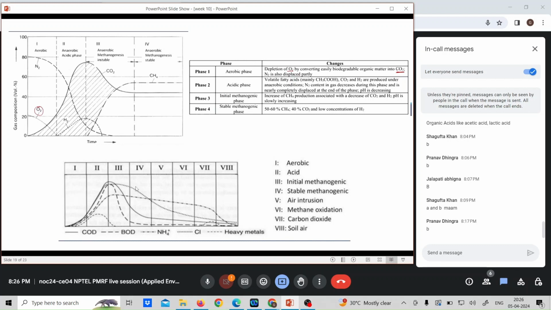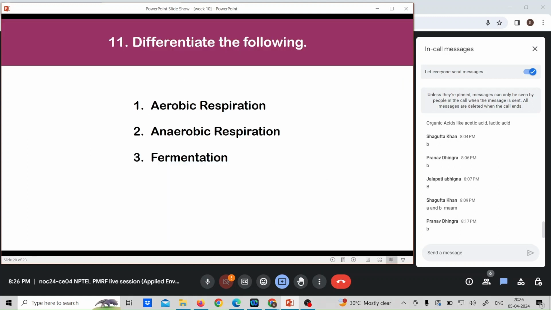Similarly, you can check the trend of chlorine. What happens to chlorine and all this, and heavy metals, what are they going to do? Okay. And remember, this bottom table pertains to leachate concentration. I hope it's clear. I'll just move on to the next question.